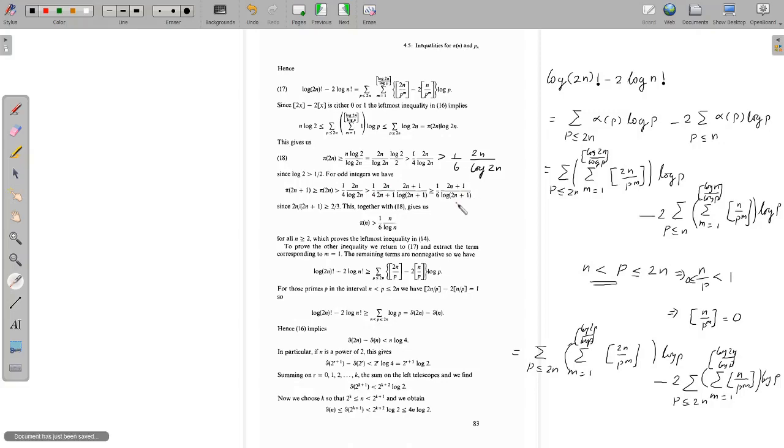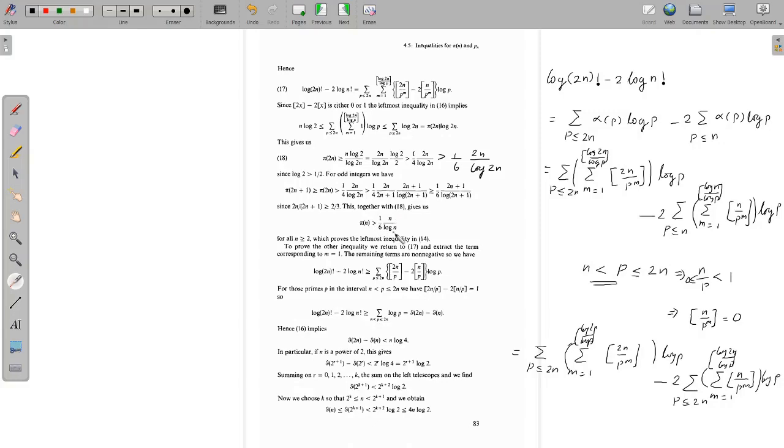So this shows that for any odd integer 2n plus 1, pi of that integer is greater than or equal to 1 by 6 that integer divided by log of that integer. And this shows that pi of any even integer is greater than or equal to 1 by 6 that even integer divided by log of that even integer. So this inequality is true for every even integer, and this inequality is true for every odd integer. So in general we can write pi of n is always greater than 1 by 6 n by log n.